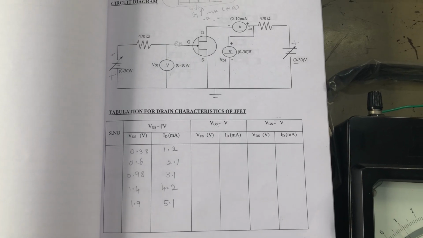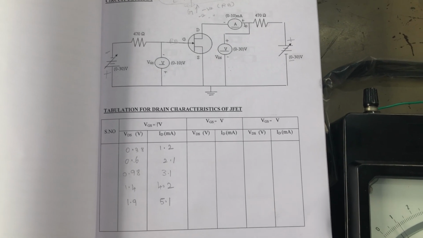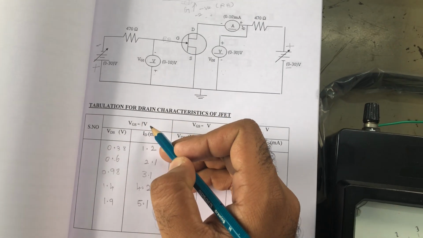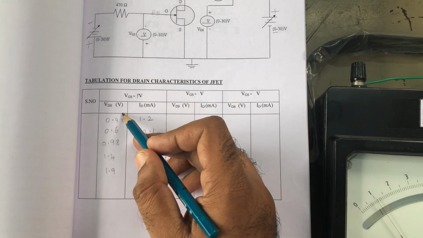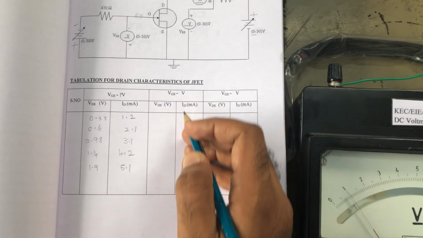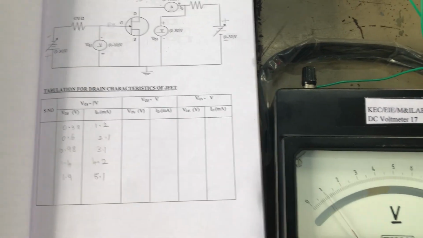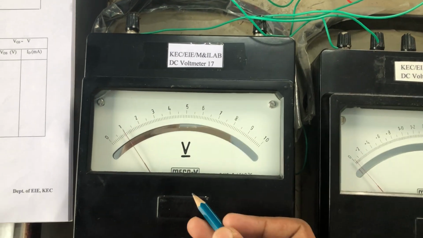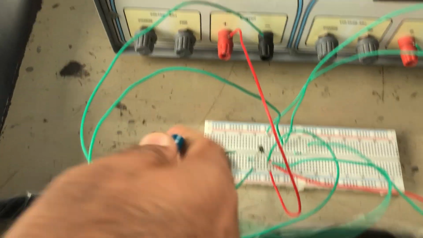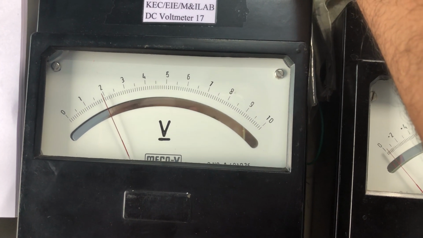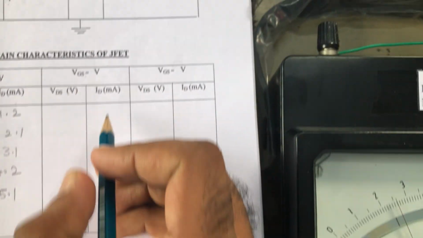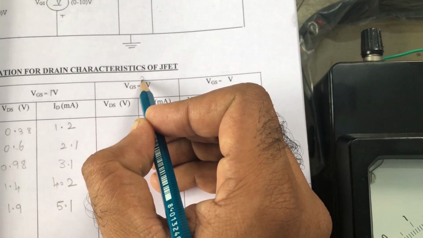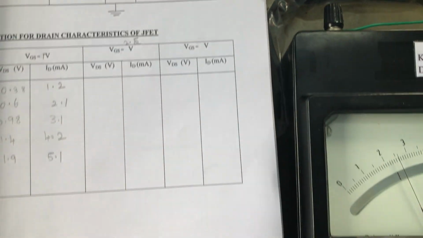In the previous video we had taken one set of readings, that is we had kept VGS as 1 volt and we had taken readings along VDS and ID. Now we are going to increase VGS. We had already kept 1 volt. Now by adjusting the RPS we are increasing it to 2.5, so I am writing here VGS 2.5 volt.